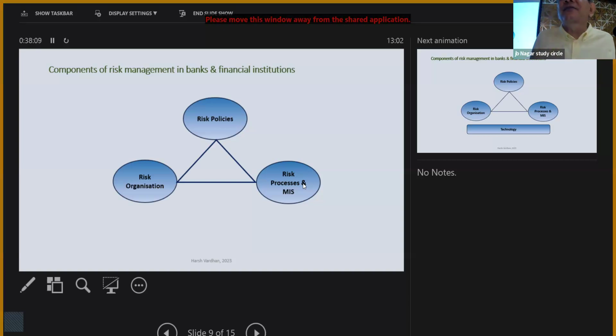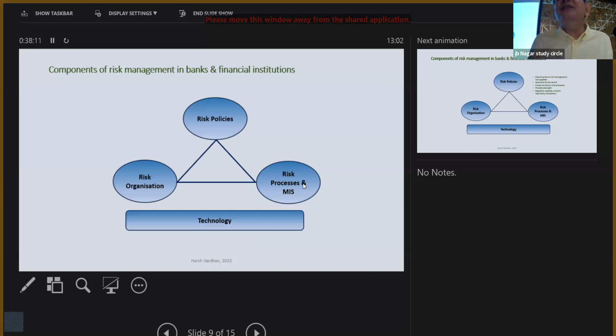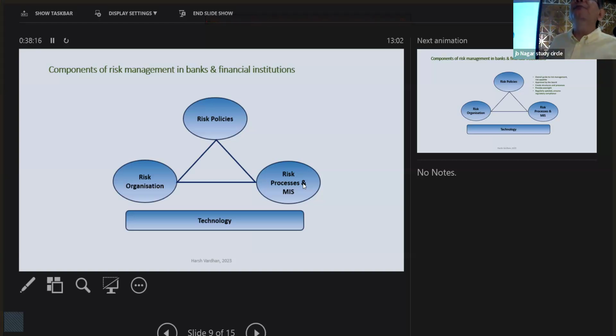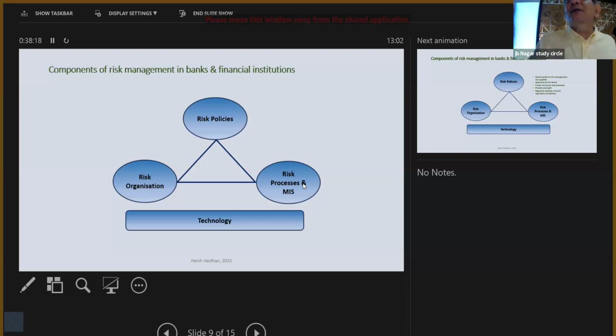There is an iterative process in defining these 3. And underlying all of this is technology. Increasingly, a lot of these things happen over technology. So a lot of MIS comes out of technology. A lot of processes are embedded in the bank's technology.